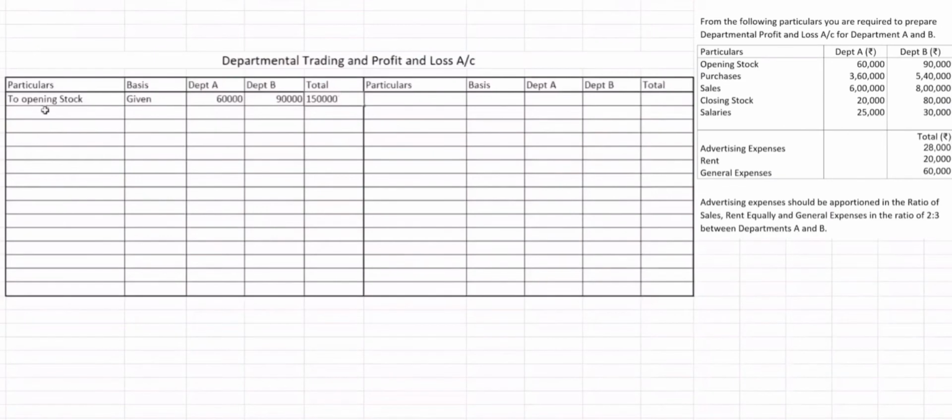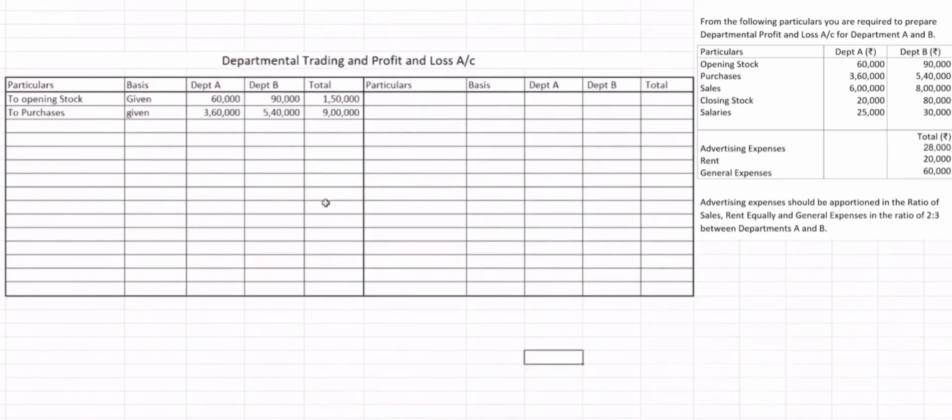After that, two purchases. Again, amount is given. Here it is 3,60,000. Here it is 5,40,000. If we'll take total, it will be 9 lakhs.